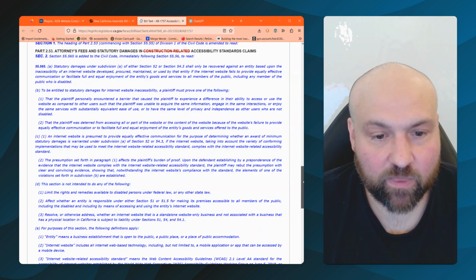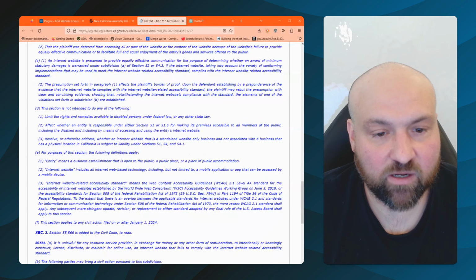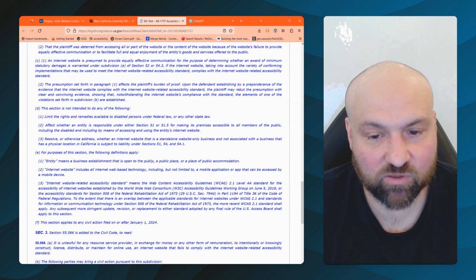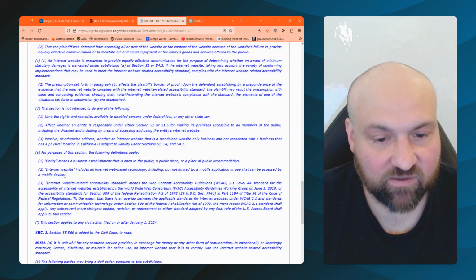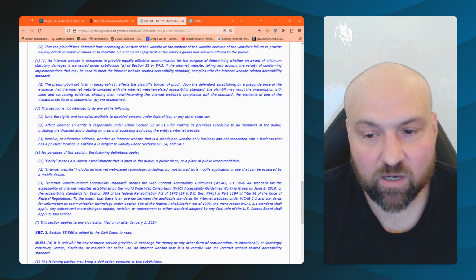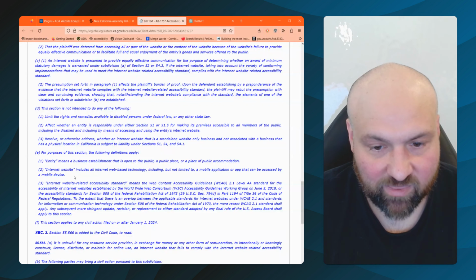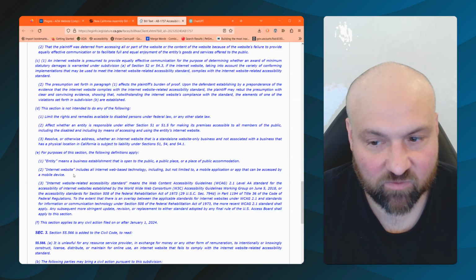Now, on letter E here, and this might be a subsection, it says, for the purposes of this section, the following definitions apply. One, entity means a business establishment that is open to the public, a public place, or a place of public accommodation. Two, internet website includes all internet web-based technology, including but not limited to a mobile application or app that can be accessed by a mobile device. So I think that effectively lumps mobile apps with websites, although they worded that strangely.